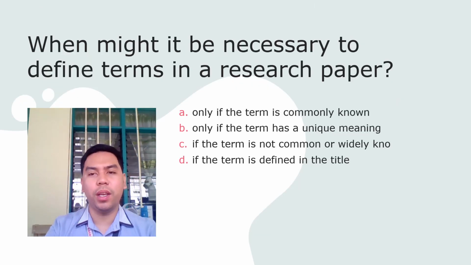When might it be necessary to define terms in a research paper? A. Only if the term is commonly known. B. Only if the term has a unique meaning. C. If the term is not common or widely known. Or D. If the term is defined in the title.